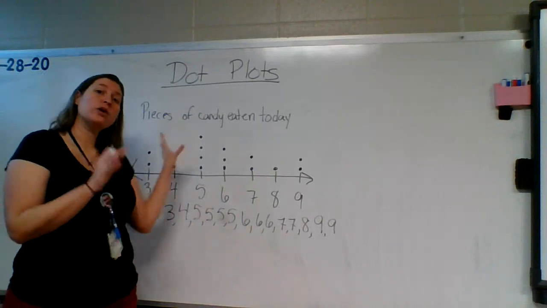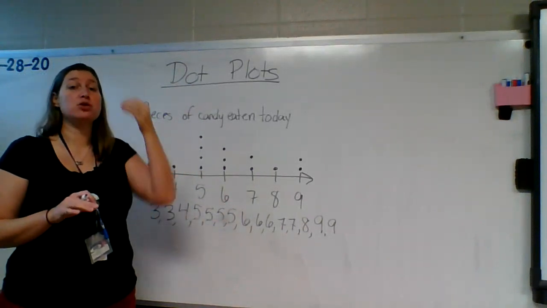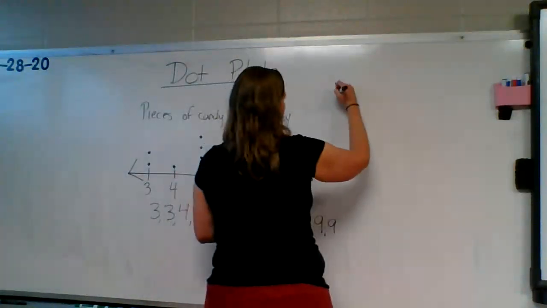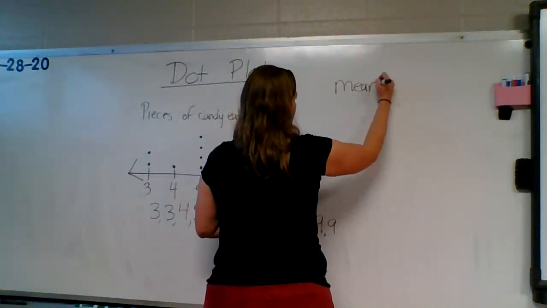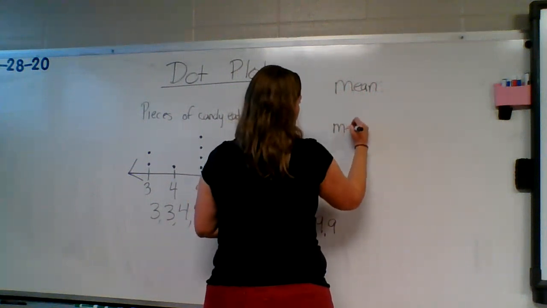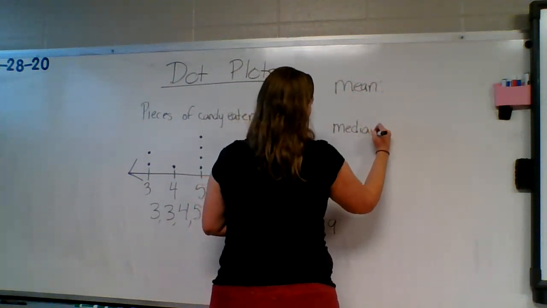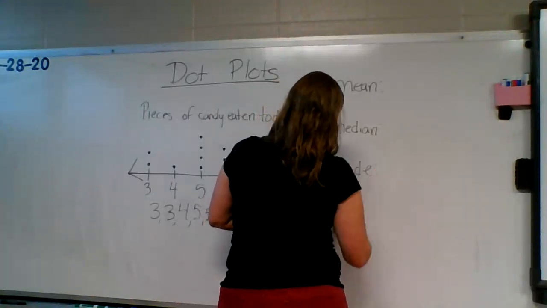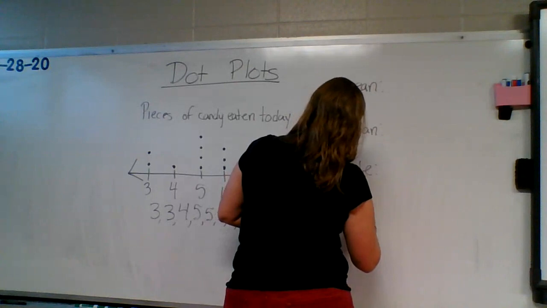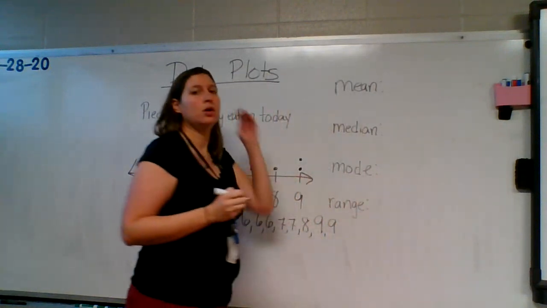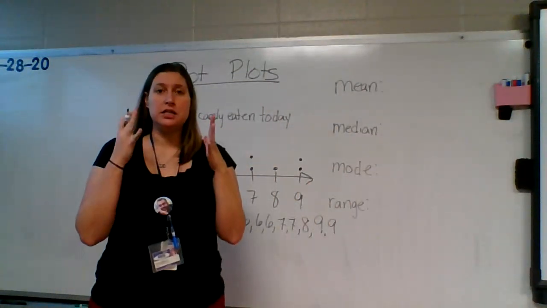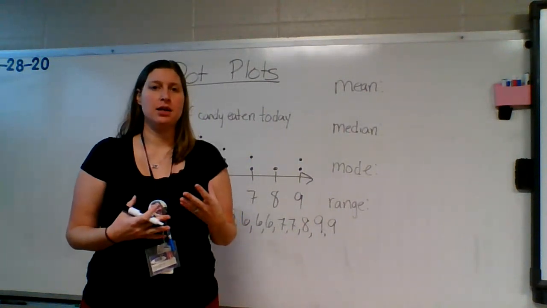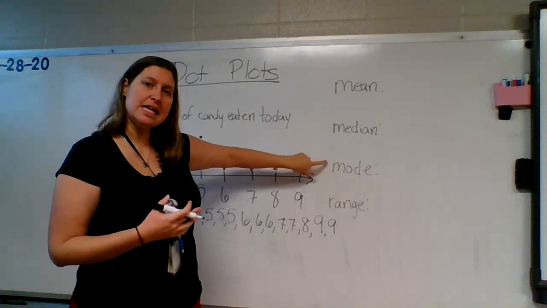Okay, now we're going to look at our data set and we are going to be able to solve for our 4 measures of central tendency. So I have mean, median, mode, and range. When talking about dot plots, there are 2 that are super easy to find. The mode is the easiest.